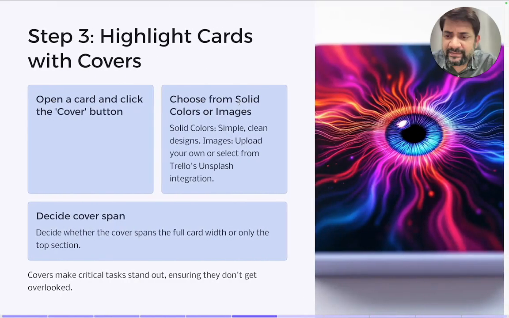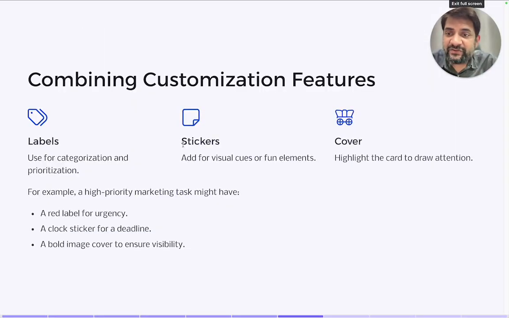Here it is. Combining customization features. Labels used for categorization and prioritization. Stickers we ignore. Cover, highlight the card to draw attention. For example, a high priority marketing task might have a red label for urgency, a bold image cover to ensure visibility.